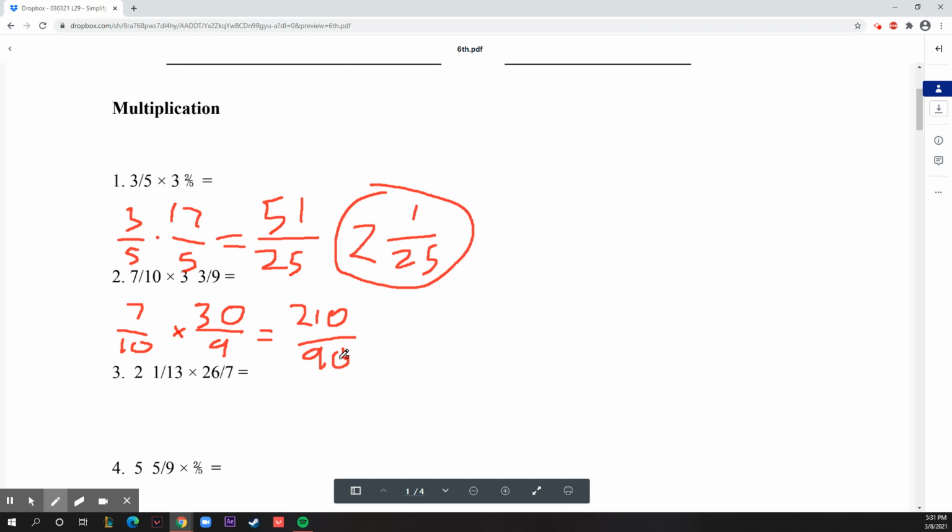And then you want to simplify, so you get rid of the zeros. And it's 21 over 9, which is just 18 plus 3. 21 is 18 plus 3, which is 2 and 3/9 or 2 and 1/3. Okay, and if you want to simplify this, you get 7/3. So the answer is 7/3 or 2 and 1/3.